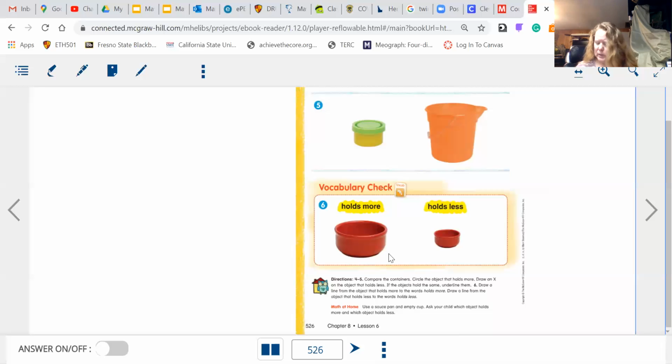And here's number 6 down here. Draw a line from the object that holds more to the words holds more. And the object, the container that holds less, you're going to draw a line to the words holds less. Remember, both of these words start with holds. So we have to look for which one is more and which one is less.